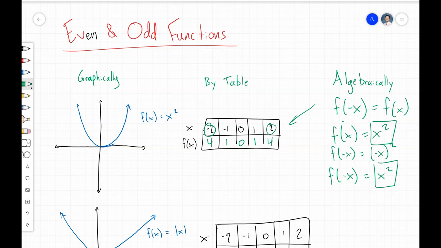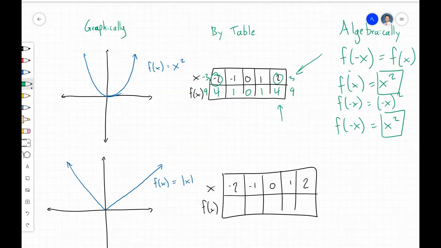And again, we see that in our table. When I have x equals 2, f of x is 4. When I have x equals negative 2, f of x also equals 4. If I continued this outward, f of 3 would be 9, f of negative 3 is 9. Let's look at another example of that.